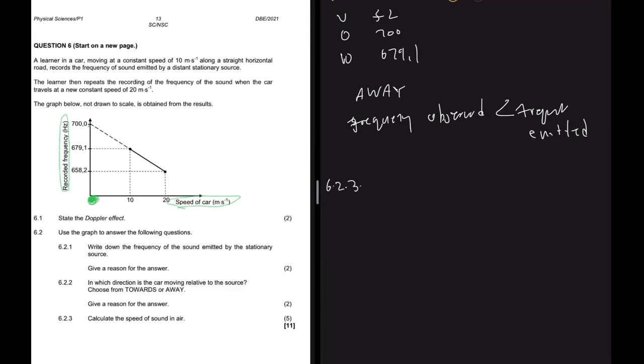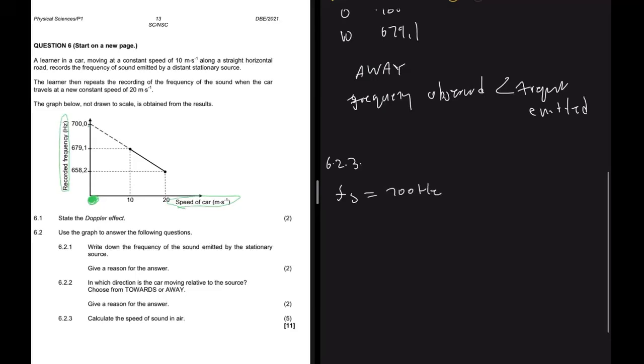6.2.3 says calculate the speed of sound in air. So what we have is the data for when the speed of the vehicle is 10 meters per second and when the speed of the vehicle is 20 meters per second. We're going to pick one between the two, and then use it to find the speed of the air. Again, the first thing to do is to jot down the given information, right? So now we know that the frequency of the source is 700 hertz. So we're going to write that down.